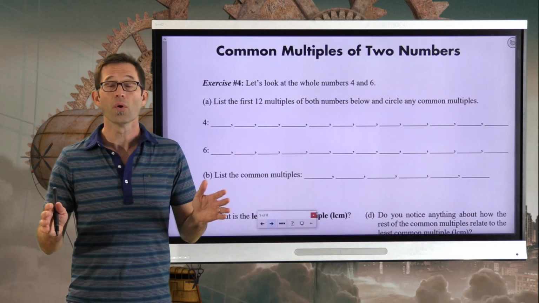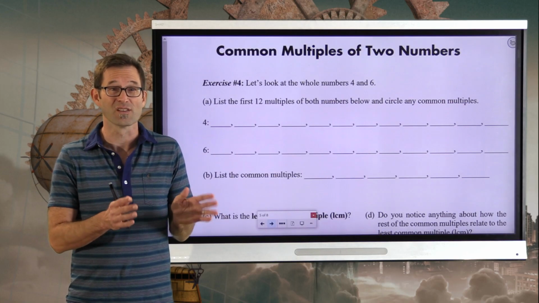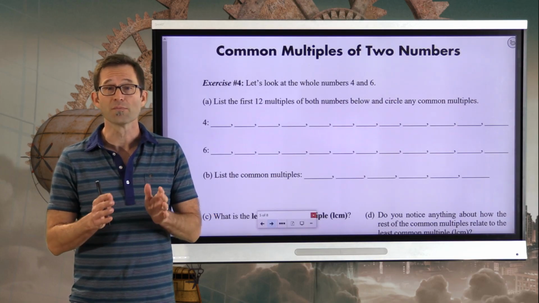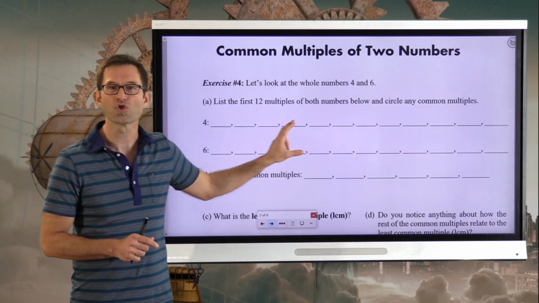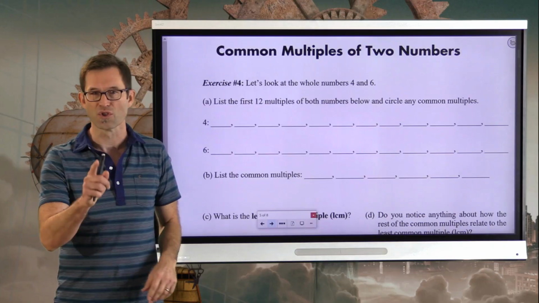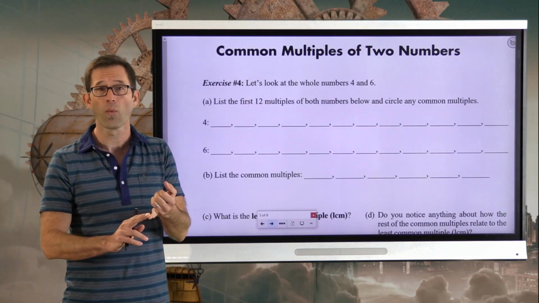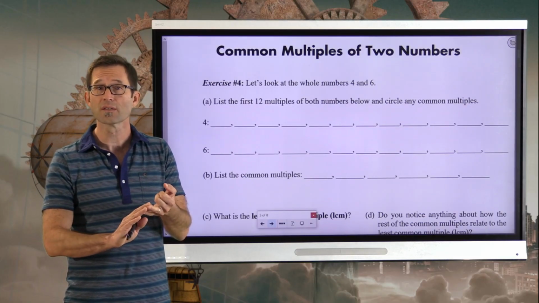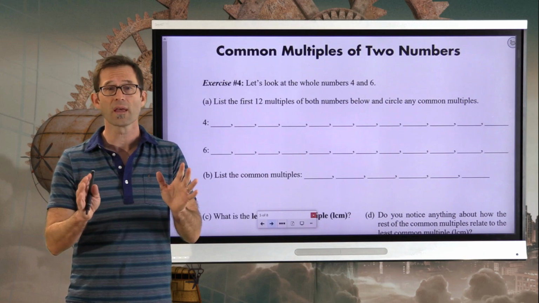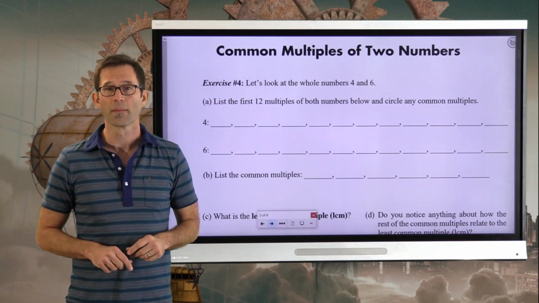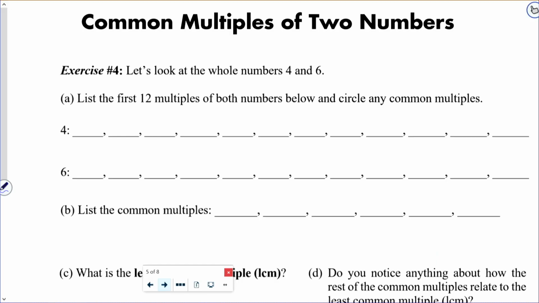All right, so we kind of just did 6 a little bit. What I'd like you to do is pause the video and write out the first 12 multiples of these numbers. You can do this. You've already done 4 once, and we just looked at 6 a little bit. So work through those, take a little bit of time, and then we'll talk about the common multiples.